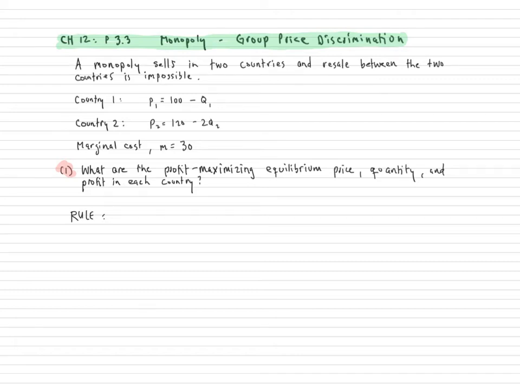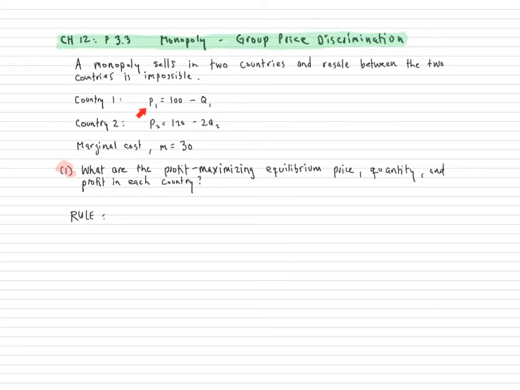Hello. In this video I want to talk about problem 3.3 from chapter 12. And of course it's about a monopoly, and in this problem we talk about group price discrimination. The story is that the monopoly sells in two countries, and resale between the two countries is impossible. So that means that the monopoly can price discriminate between the two countries.